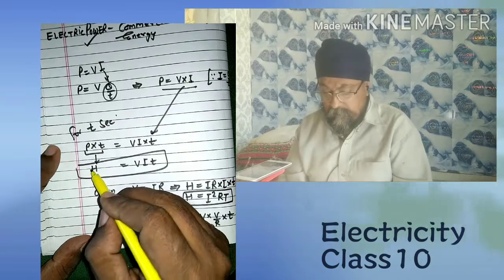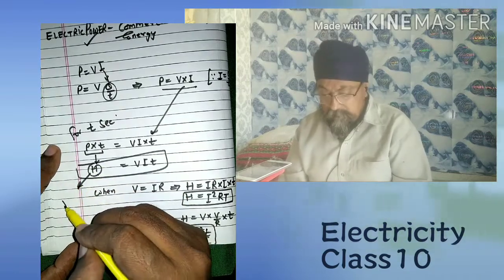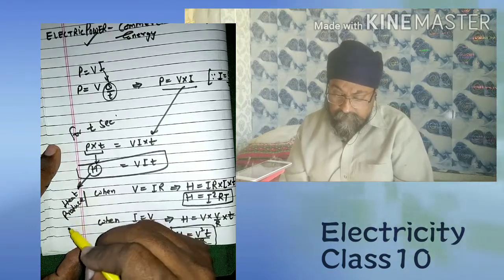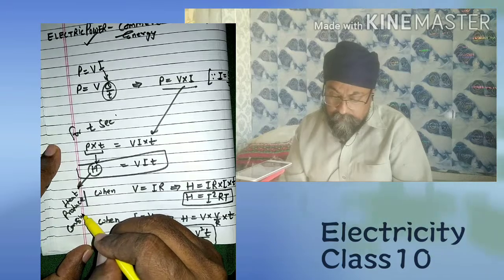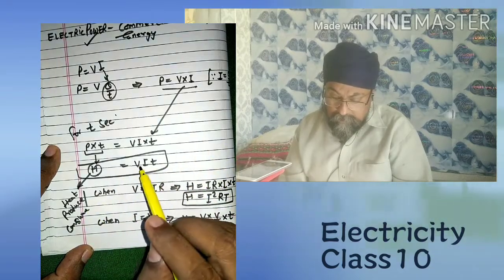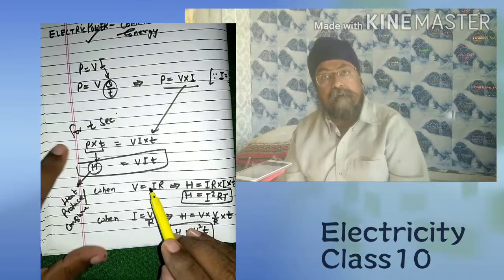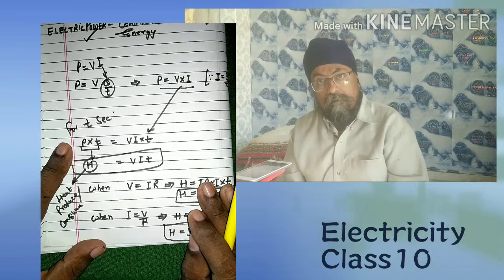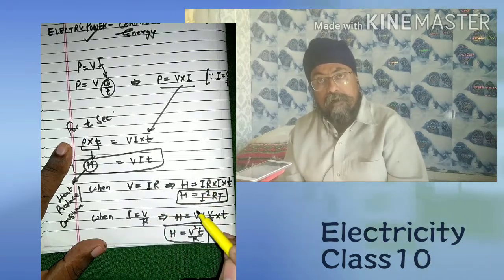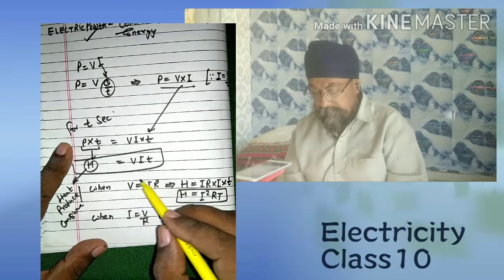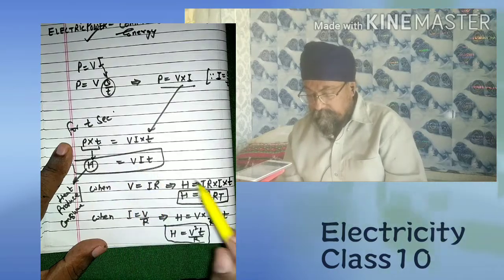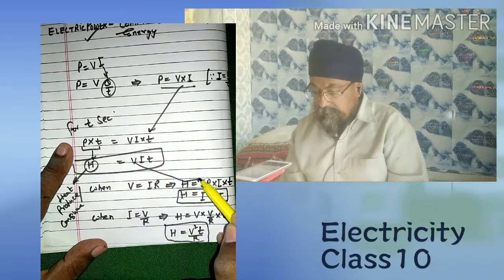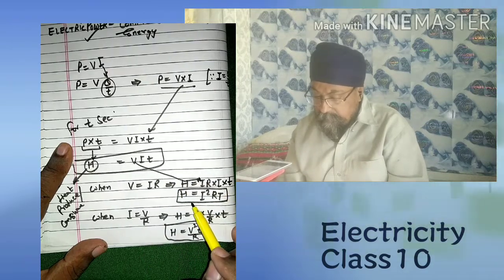H means heat. H denotes the heat produced or consumed by any device. H equals VIT. Now this formula H equals VIT can be written in three forms. We know that V equals IR, then H equals IR into I into T. This V is replaced with IR, so H equals I square RT.